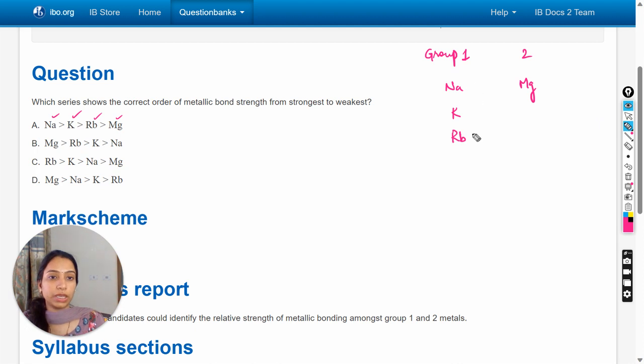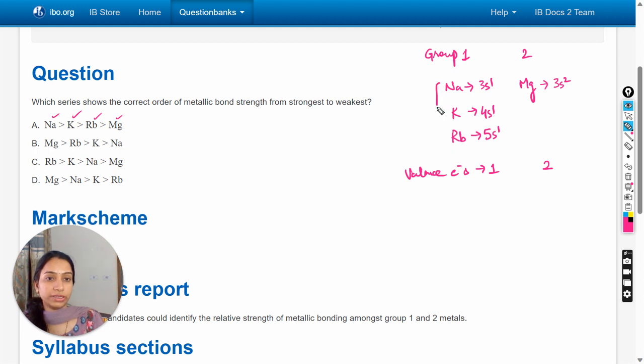So here in group 1 elements configuration is 3s1, 4s1, 5s1. I'm just showing the electronic configuration for the outermost shell, and in case of magnesium 3s2. So here for group 1 elements valence electrons 1 and for magnesium valence electrons 2.